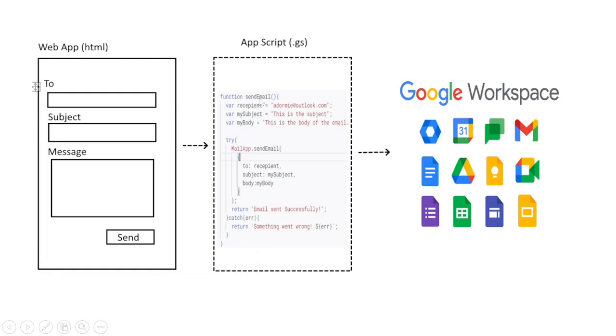So that this app script then could use Gmail, which I have here to send the email. This is our client, this is our server, and this is our workspace. So this is how a web app is going to interact with app script, and the app script is then going to interact with our Google Workspace. In our previous video we created a very simple script that sends an email. Today I'm going to discuss how we are going to create this HTML file so that we could send an email.